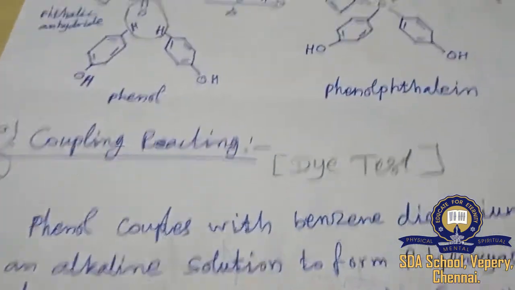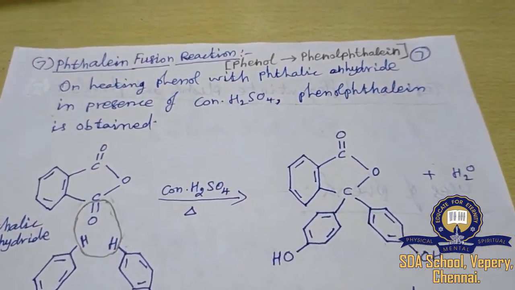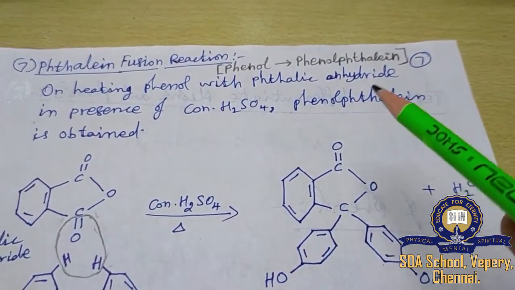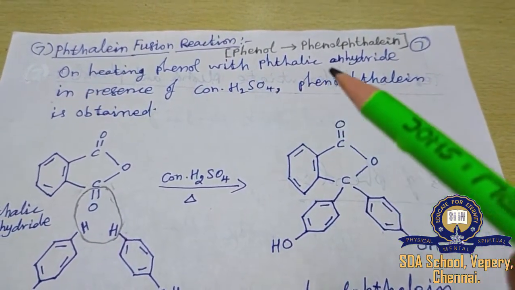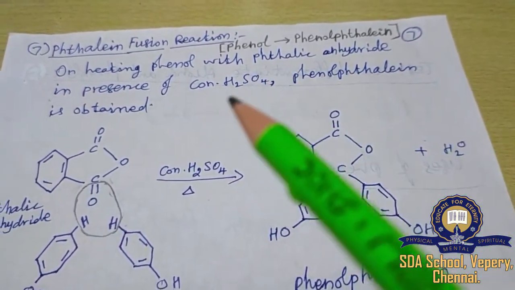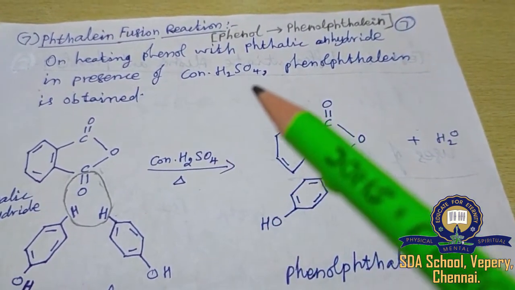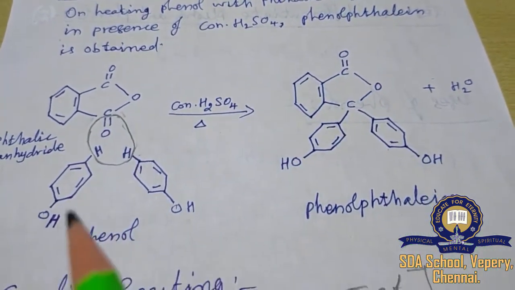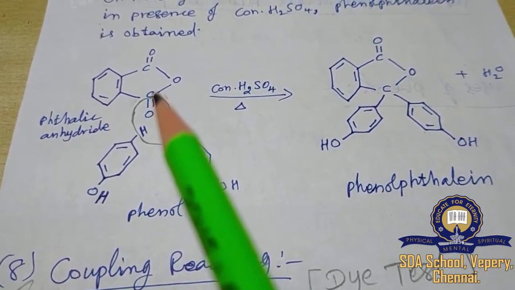Next we move to the phthalein fusion reactions. This is the reaction to convert phenol to phenolphthalein. On heating phenol with phthalic anhydride in the presence of concentrated sulfuric acid, phenolphthalein is obtained. Here sulfuric acid acts as a dehydrating agent. Now the 2 molecules of phenol are allowed to react with the phthalic anhydride.